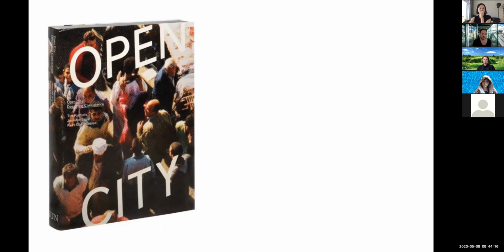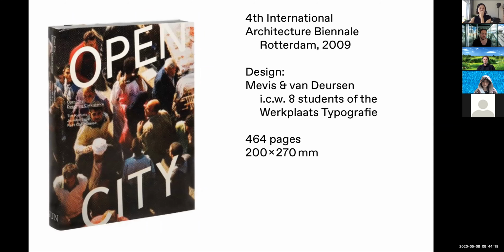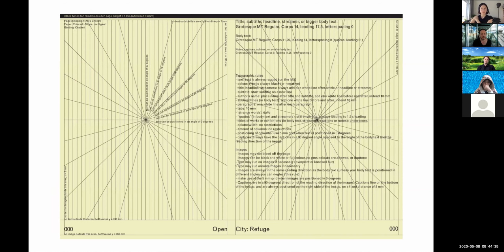So, a couple of examples. For instance, this book was designed by Mevis and van Deursen, who also designed the Stedelijk Museum identity, for instance, for the Architecture Biennial. And they did this in collaboration with students of the Werkplaats. So what they did is they designed a basic grid that does not really include many horizontal lines, so it doesn't really include a baseline grid, but it includes columns, lots of them, and rules.